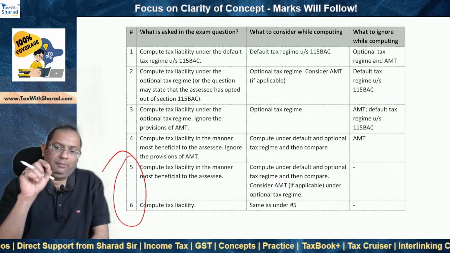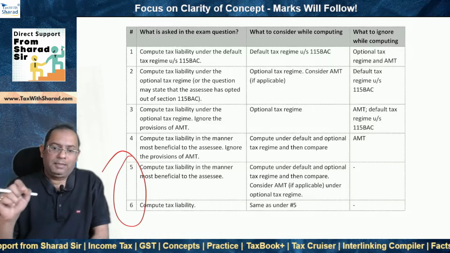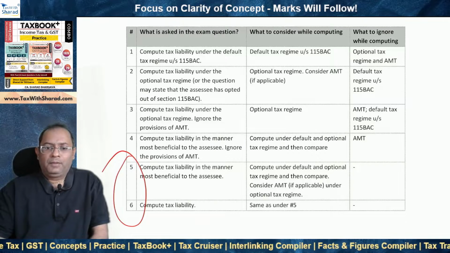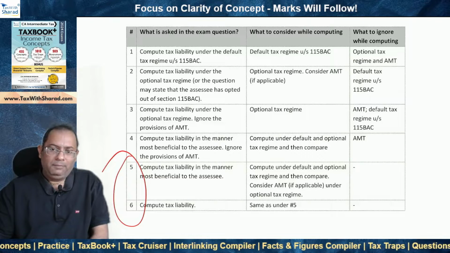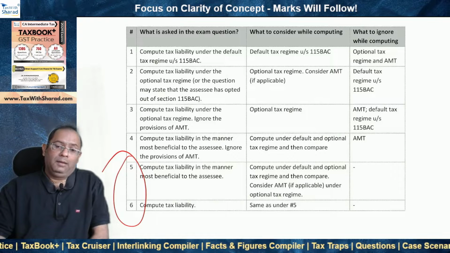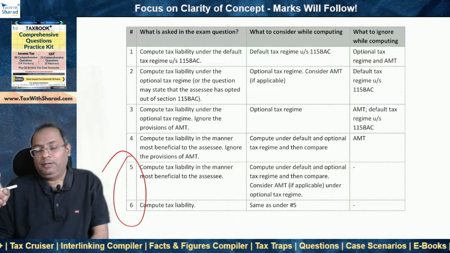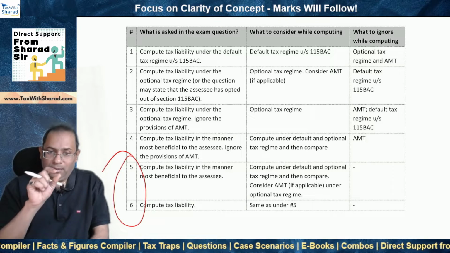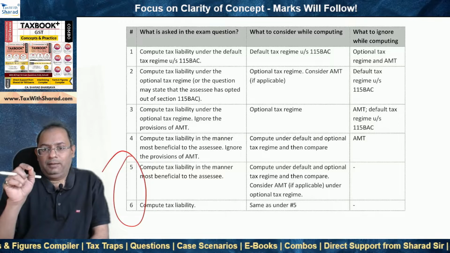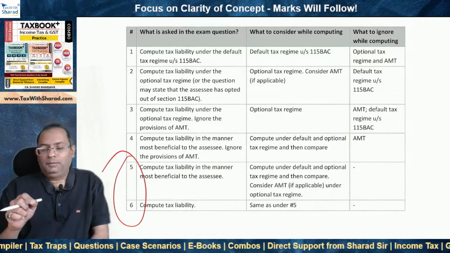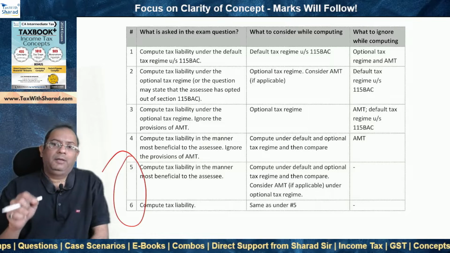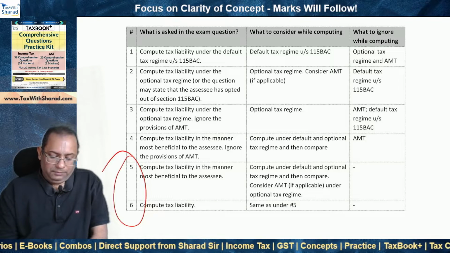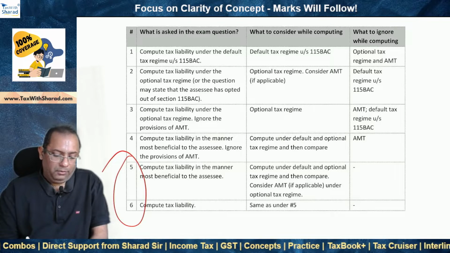that the tax liability under the default tax regime is this, while the tax liability under the optional tax regime within bracket, read with AMT provisions, or if AMT provisions are not applicable, this is not to be mentioned. So you will need to mention that tax liability under the default tax regime is this, under the optional tax regime is this. Since tax liability under this tax regime is lower, it will be more beneficial to the assessee to make computation under this particular tax regime. So accordingly, you will have to give a note and then write the answer in that particular way.